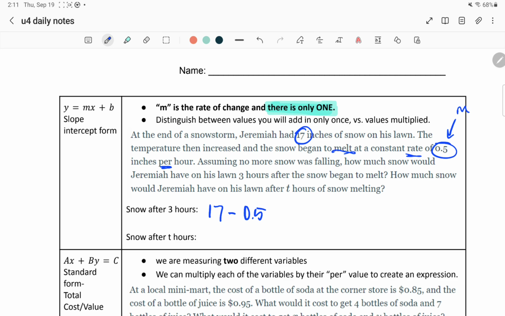I'm going to subtract my rate. And we wanted to know after 3 hours. So this was inches per hour. I want to know after 3 hours. So "per" means this is my slope. The 3 is my x. And the 17 was my b. And when I plug that into my calculator, I get 15.5.